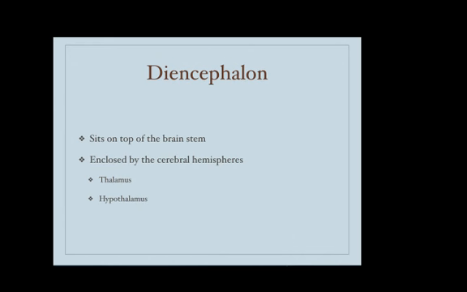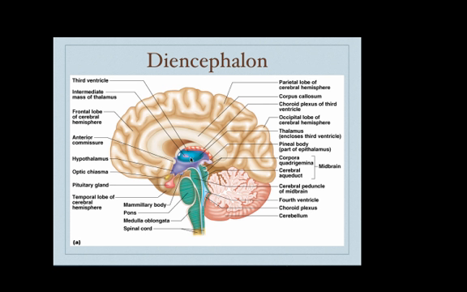Okay, the diencephalon, that was the little portion that was right in the middle of the cerebrum on our first picture. The diencephalon is on top of the brainstem, and there are two major regions that we're going to talk about, the thalamus and the hypothalamus. In this picture here, the thalamus is blue, and the hypothalamus, which literally means below the thalamus, is all this purple stuff.